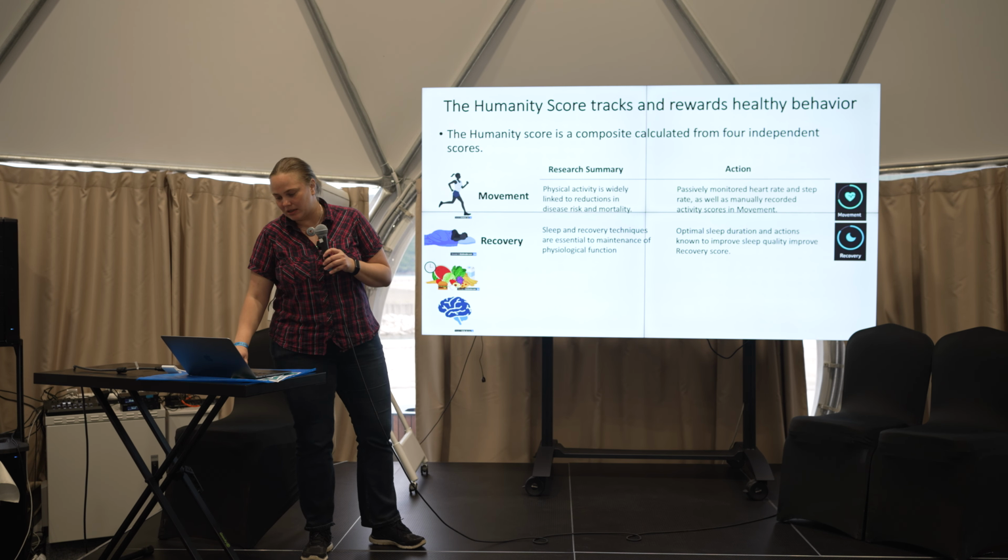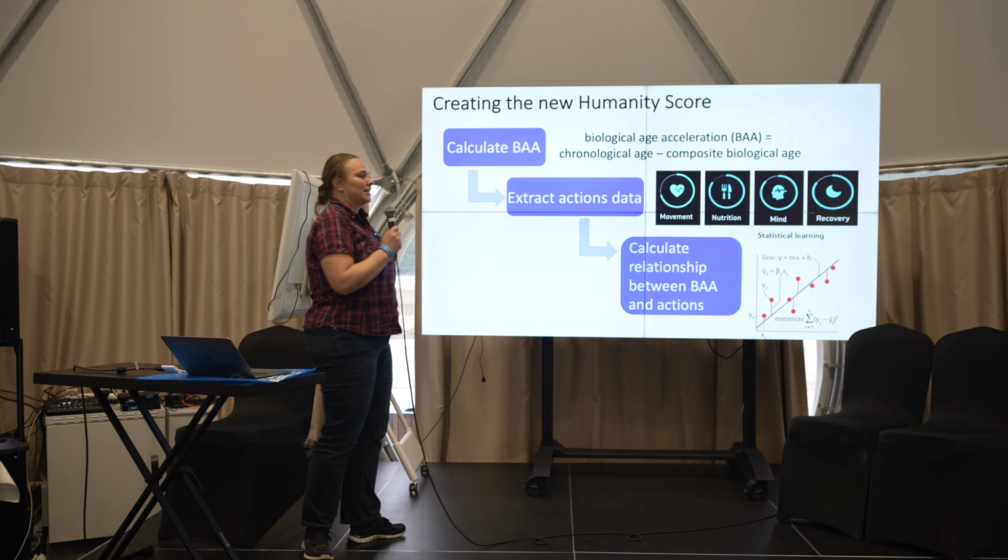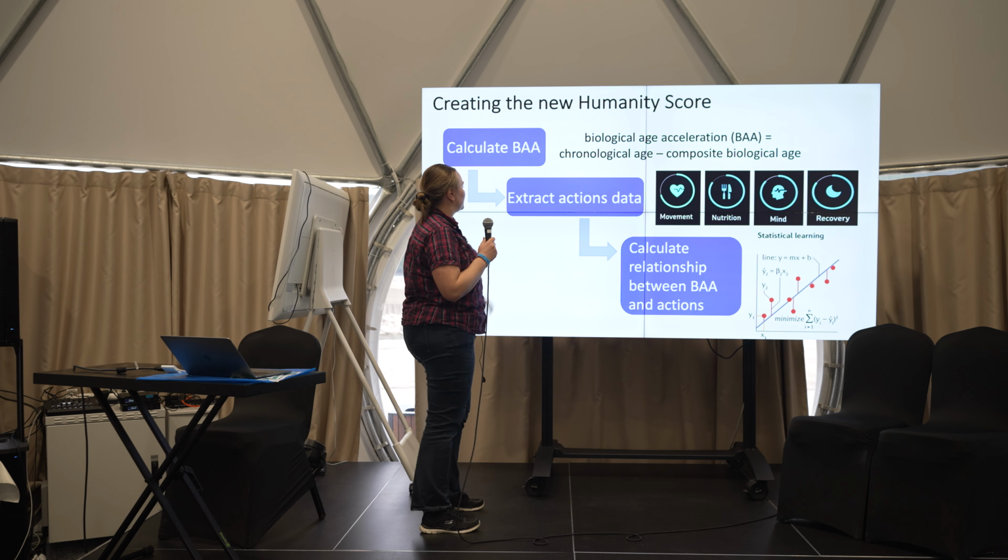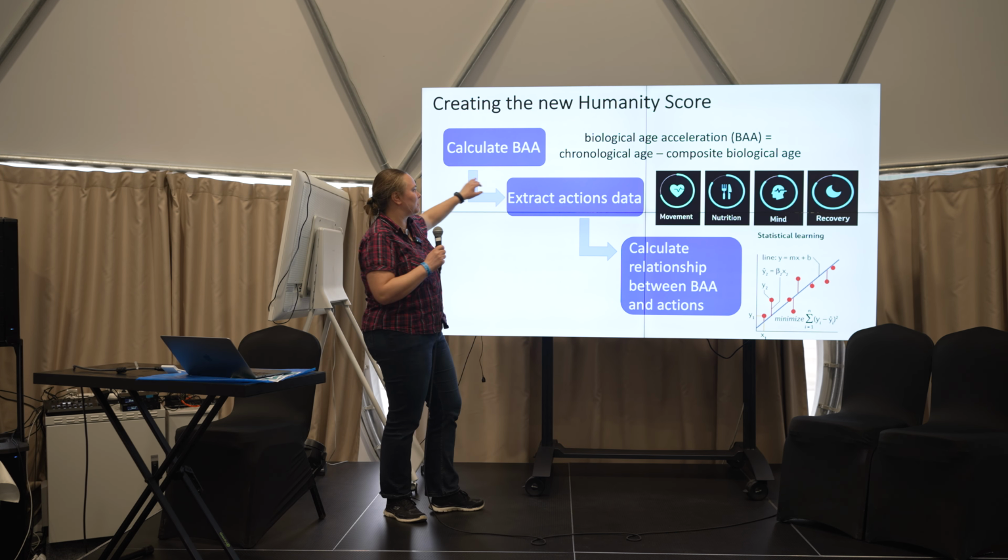So currently, in the past, the humanity score was bootloaded from robust peer-reviewed research. But as I said, now that we have a big user database, can we use the data we gather from our large user base to tune the humanity score to be personalized and more strongly related to biological age? Spoiler alert, the answer is yes. So how did we do this? This is just a brief overview. I'll go through the details of every step.